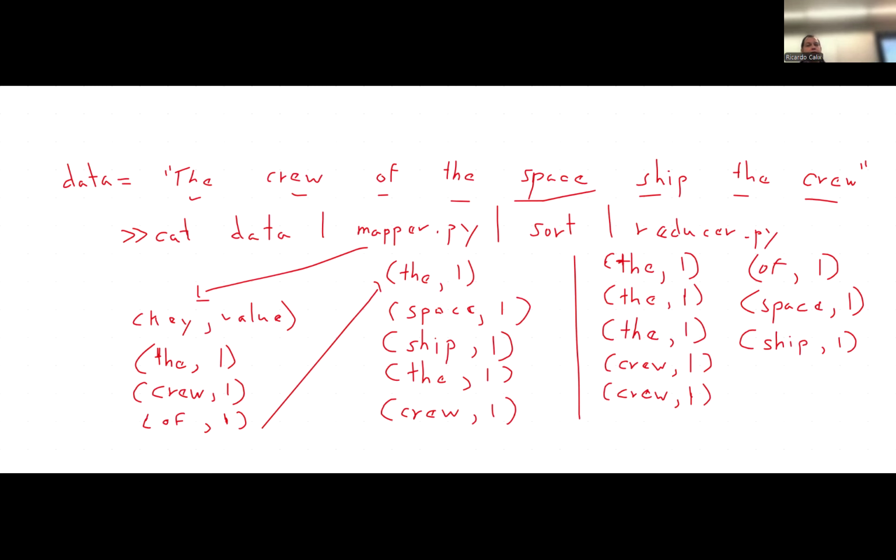And then what does reducer do now? Assuming that the data is in this format, it's going to look at the next one. Oh, it's the next one, the. Okay. So it keeps adding these. Once it sees that the has changed and has become crew, then it's done with that one and it starts with the next one. And it just does that efficiently.